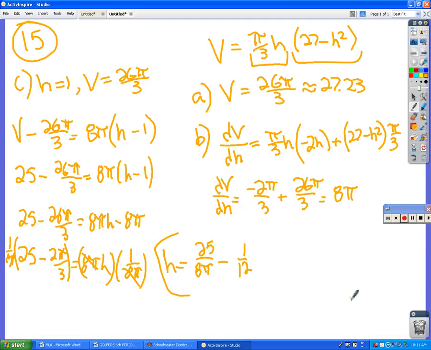So let's figure it out as a decimal. I hope it's kind of close to 1. What's 25 divided by 8 pi minus 1/12? Well, this is pretty close to 25, right? Because 8 times 3 is 24. So, I mean, it's close to 1. You got 0.818. What did you get?